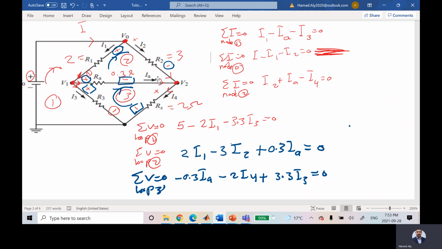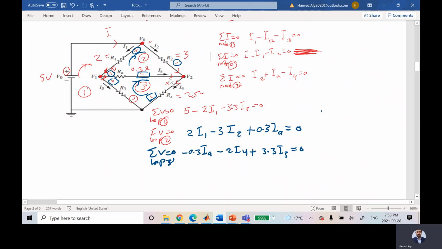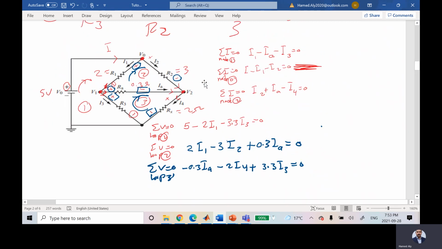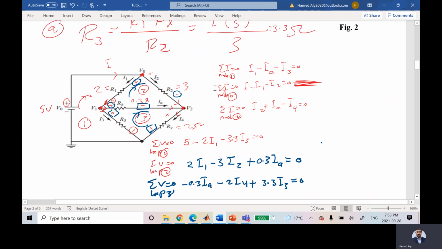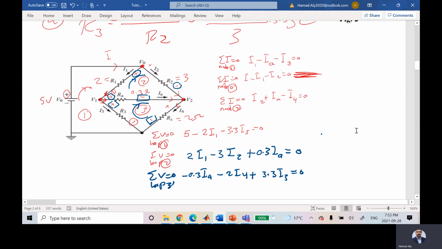So, if you asked me, am I going to give you a problem like that for the final exam or the midterm? The answer is no, because you have 5 equations and 5 unknowns, and you need time to solve that. It's too much. It's consuming the time. And I'm not testing you in mathematics. I'm testing you in electric circuits. Probably like 3 equations, maybe 2 equations. It depends on the problem.